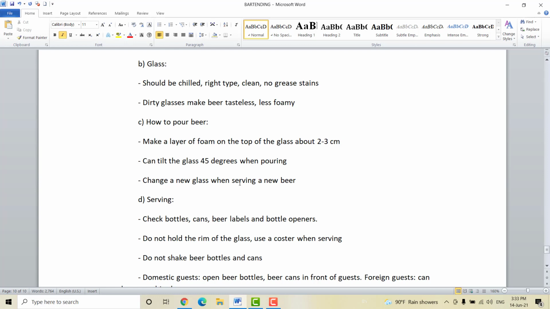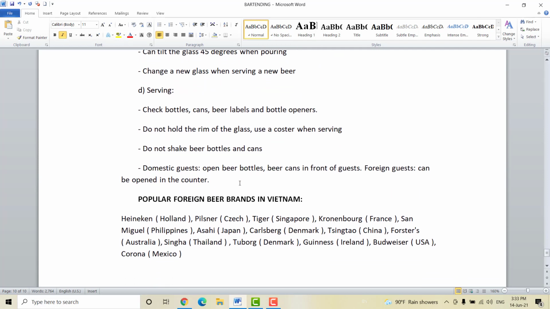D. Serving. Check bottles, cans, beer labels and bottle openers. Do not hold the rim of the glass, use a coaster when serving. Do not shake beer bottles and cans. For domestic guests, open beer bottles and beer cans in front of guests. For foreign guests, they can be opened at the counter.